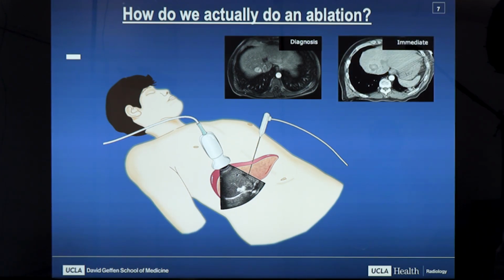After the procedure, we perform a contrast-enhanced CT scan to make sure that the ablation zone has encompassed the tumor with no viable tumor. The procedure is done at this point, and the patient can go home and recover at home. At 1 month, they come back and they see me in clinic, and they get regular surveillance after that.